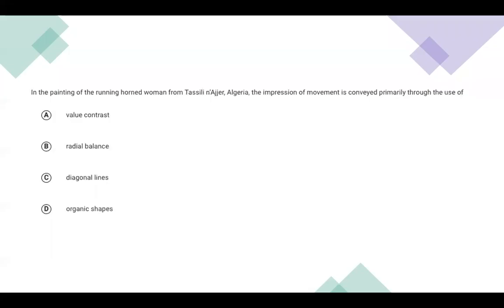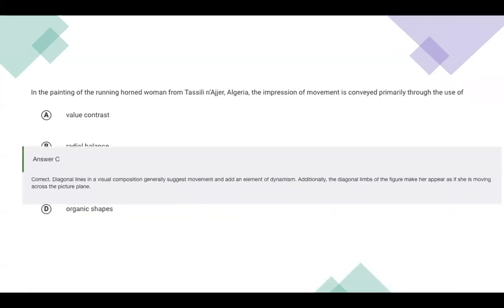Okay, in the painting of the running horn woman from Tassili in Algeria, the impression of movement is conveyed primarily through the use of, read it. And the answer is diagonal lines. Diagonal lines in a visual composition generally suggest movement and add an element of dynamism.